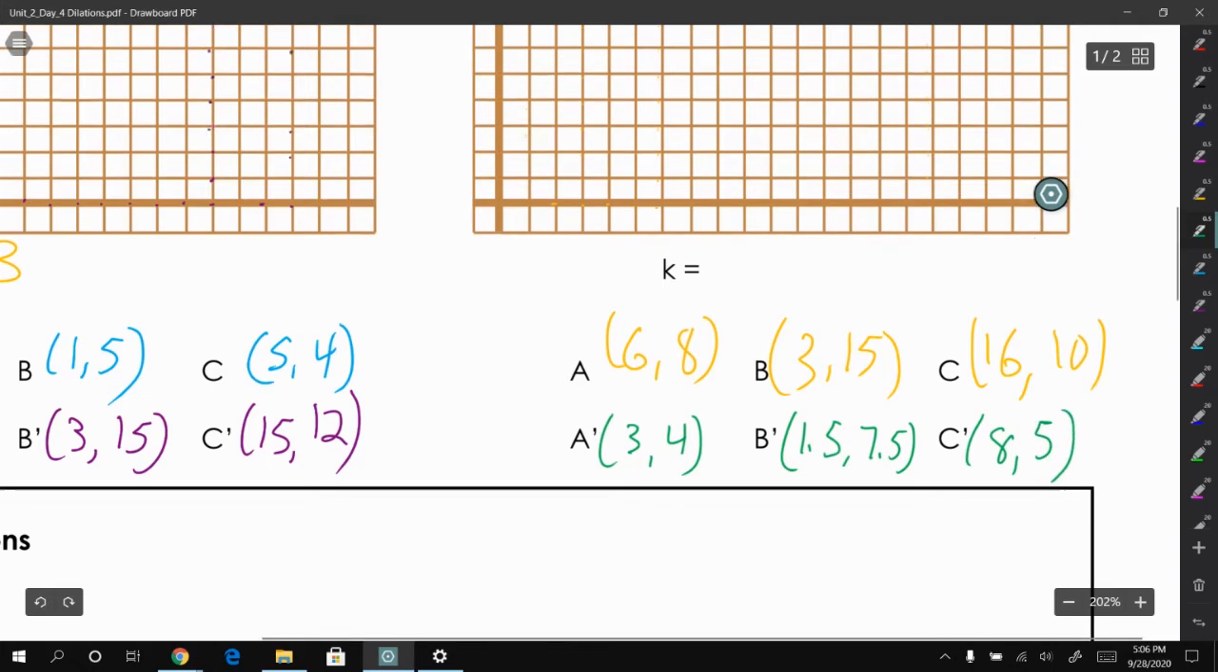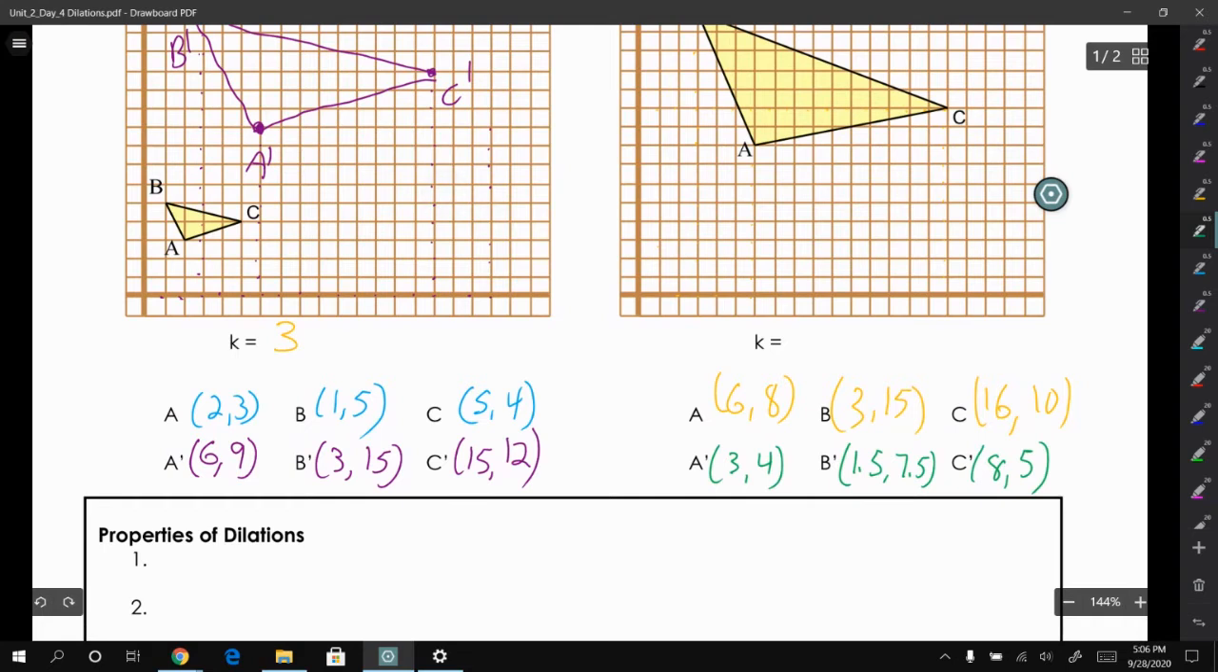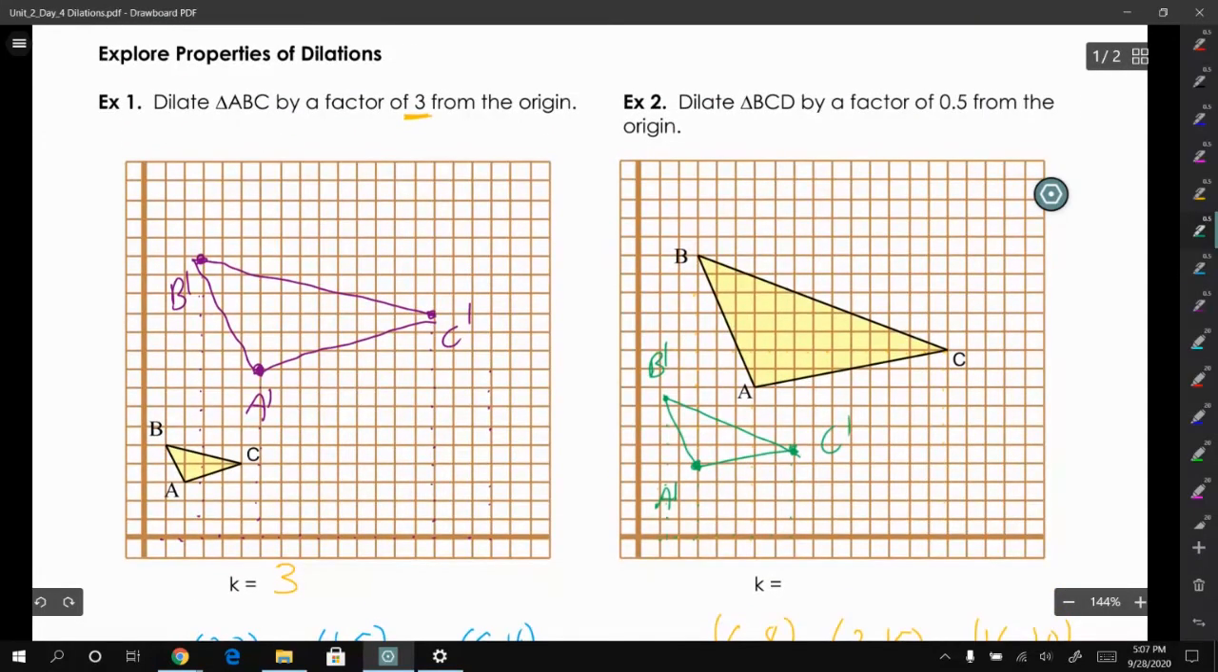So then we can plot these points. So 3, 4. That's A prime. B prime will be 1.5, 7.5, so 1.5, and then up 7.5. So there's B prime, and then C prime will be 8, 5. So dilation doesn't only make an image smaller, it can also make it larger. So here are examples of that.